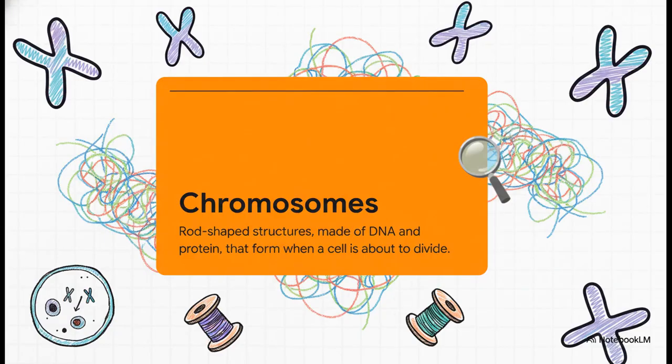But when the cell gets ready to divide into two, it needs to be very organized. So this tangled chromatin material condenses and coils up tightly. It forms these thick, visible, rod-shaped structures that we call chromosomes. It's like taking that messy ball of thread and neatly winding it onto spools.